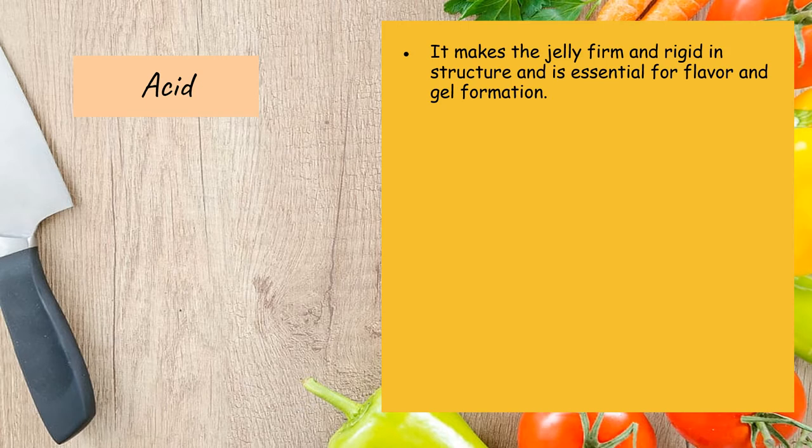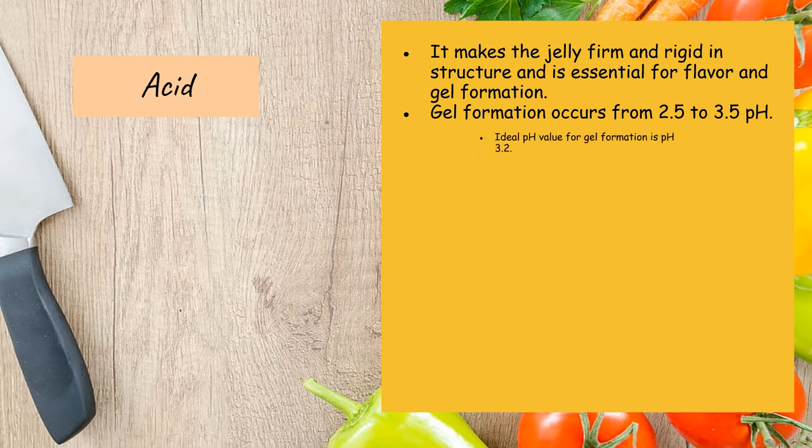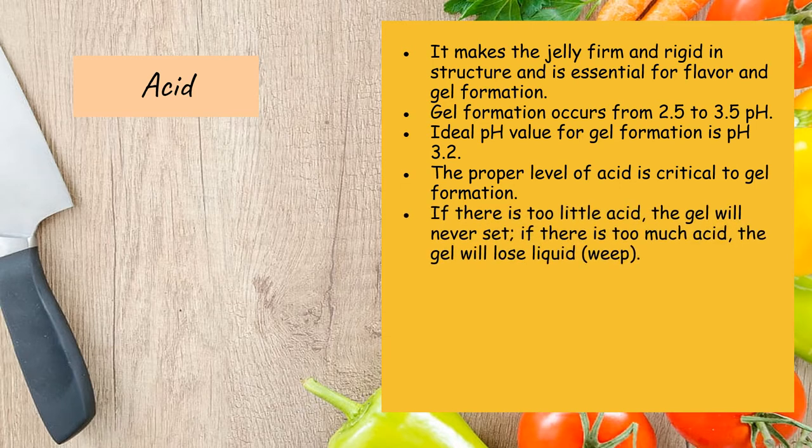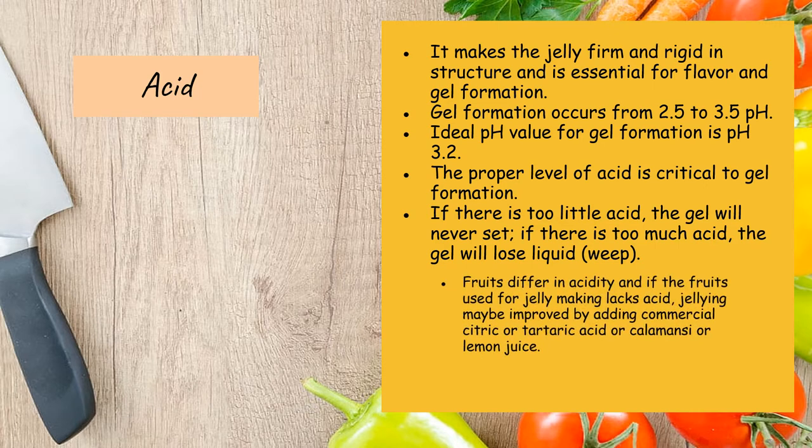Acid makes the jelly firm and rigid in structure and is essential for flavor and gel formation. Gel formation occurs from 2.5 to 3.5 pH. Ideal pH value for gel formation is pH 3.2. The proper level of acid is critical to gel formation. If there is too little acid, the gel will never set. If there is too much acid, the gel will lose liquid or be weak.